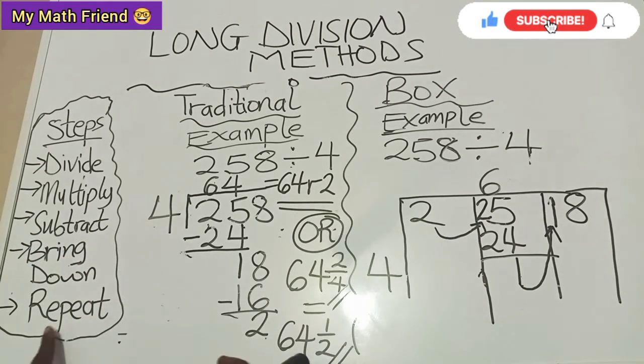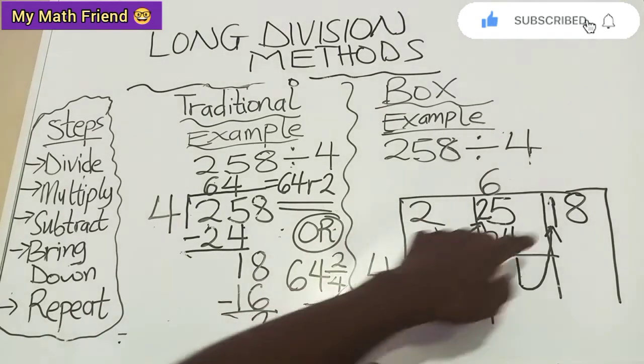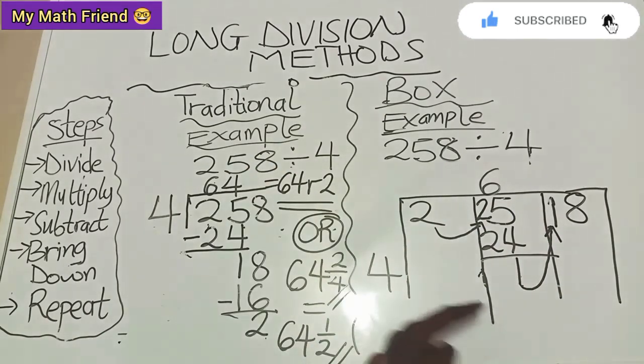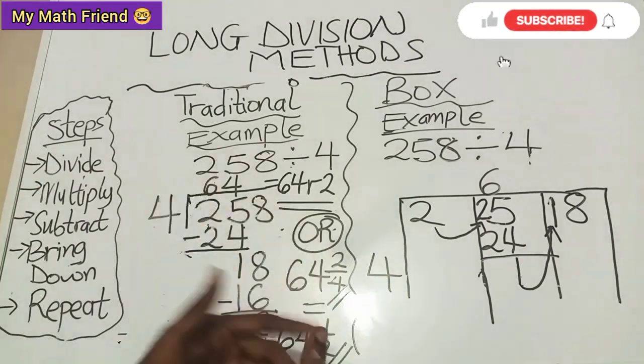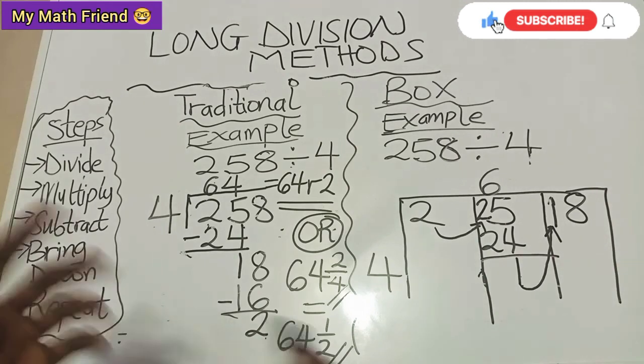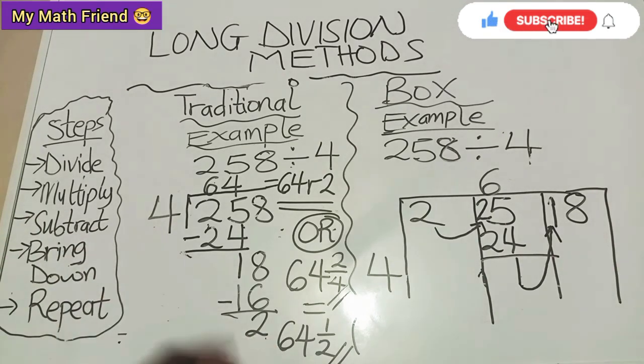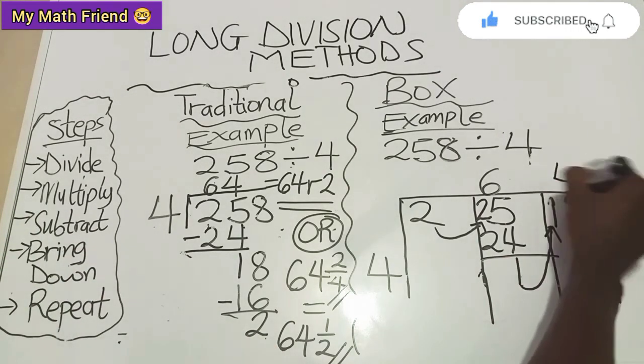Good. So you repeat. With the box method, you're not bringing it down. If the number is small, you add it. All right, take note. Then you repeat. You go back and divide. Okay, 4 times what gives you 18? How many groups of 4 go into 18? It's 4 groups. 4 groups.